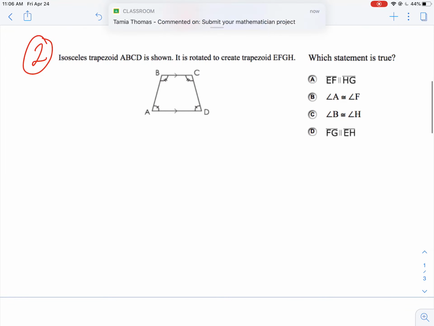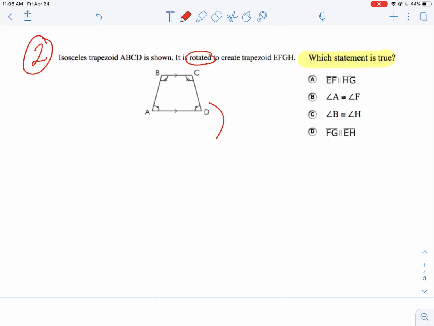If you look at question 2, it says isosceles trapezoid ABCD is shown. It is rotated to create trapezoid EFGH. So once again, when you have a rotation, it does not change the side lengths. It does not change the angles. So once it's rotated, it wants us to figure out what statement is true. So let's just pretend we rotate this shape, okay? And I'm going to redraw it here.